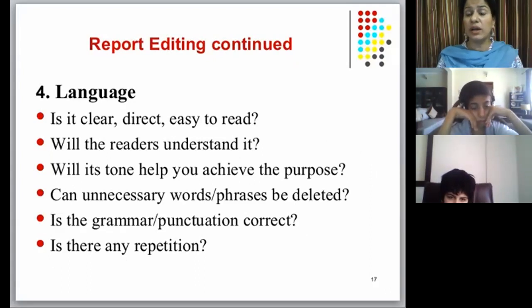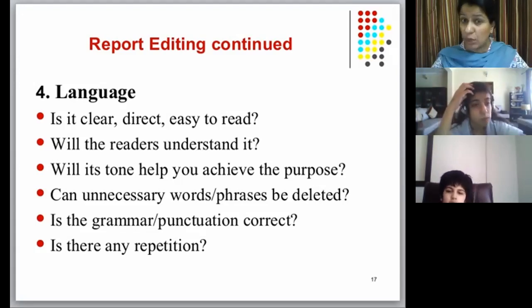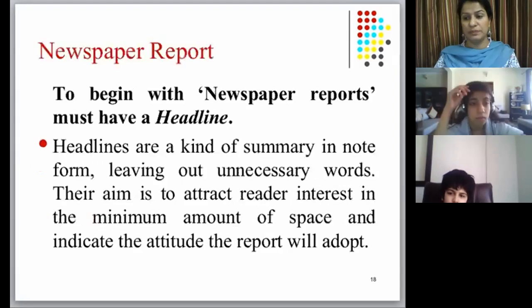Then the fourth way we assess your report is the language. Is it clear, direct, easy to read? Will the readers understand it? Will its tone help you achieve the purpose? That is, were you formal? Were you polite or impolite? Can unnecessary words and phrases be deleted? Is the grammar and punctuation correct? Is there any repetition? Now, newspaper report.